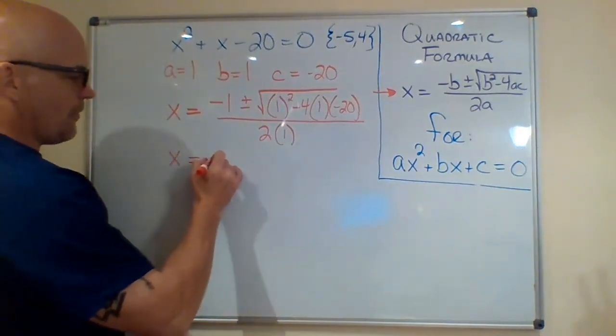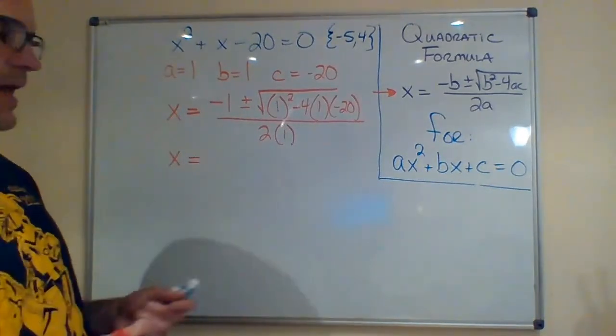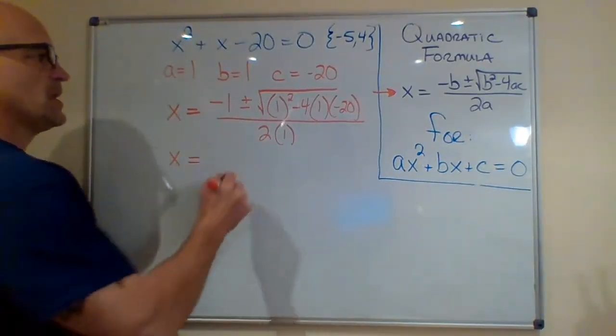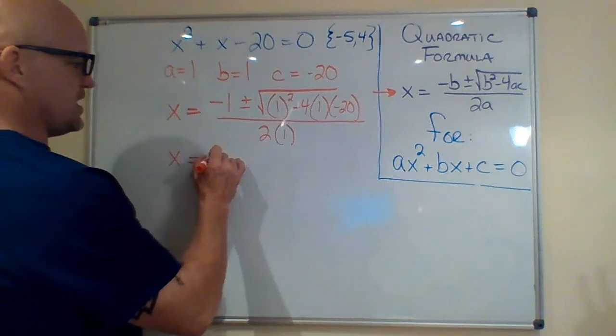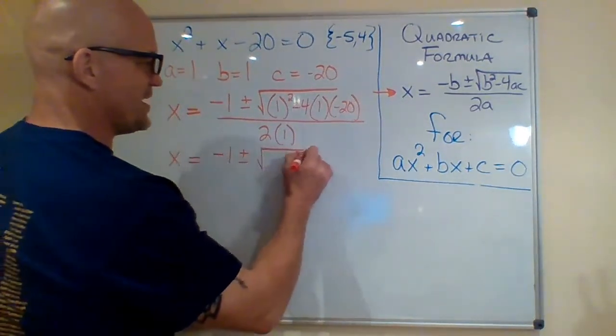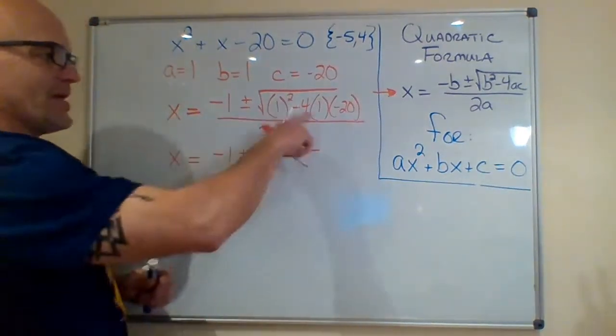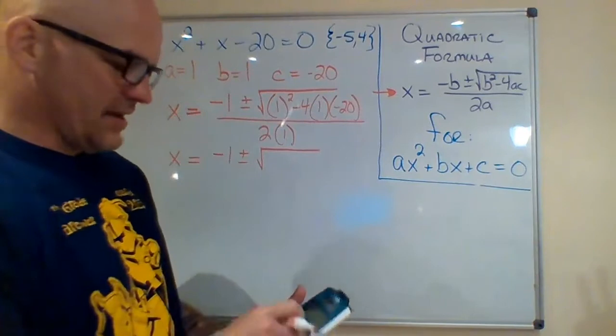Now, we can do all this by hand. You also can use your calculator if you would like. It's up to you. So when I do this, I'm going to see -1 plus or minus, then I have that big, long, ugly square root. Now, we can punch that straight in your calculator.